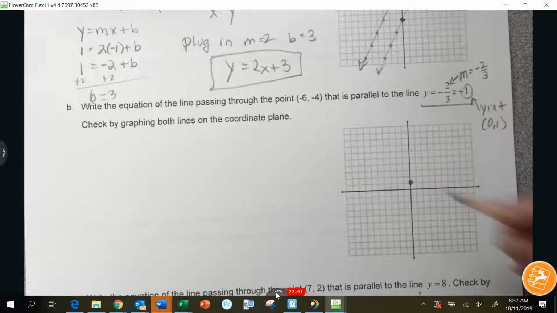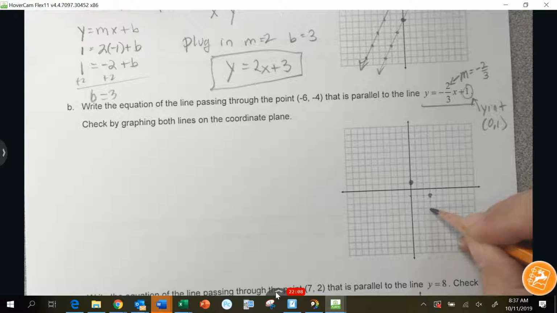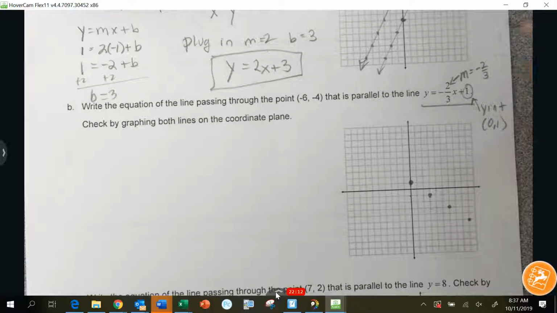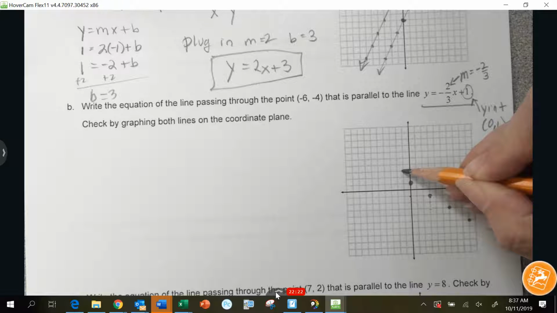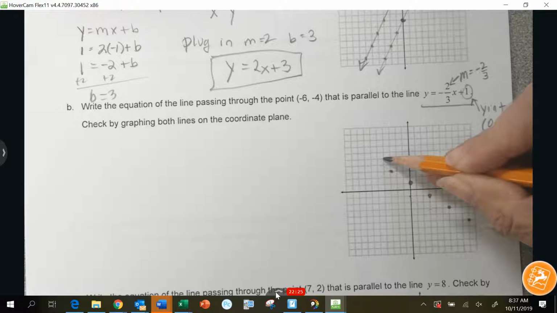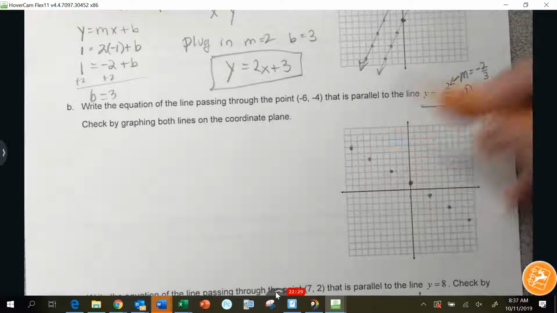Okay, well, let's just graph this one. Negative 2, right 3. Negative 2, right 3. If I run out of space and I want to keep drawing dots, because I like drawing dots, I can always switch where the negative is. I can go up 2, left 3. Up 2, left 3. I'll still be on the same line.